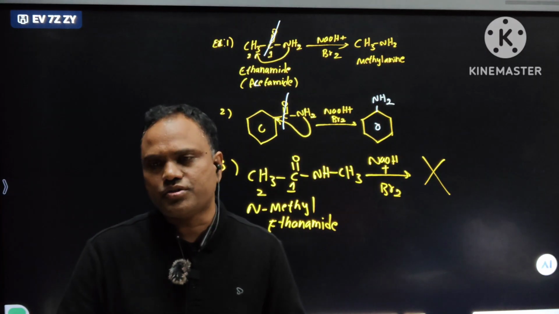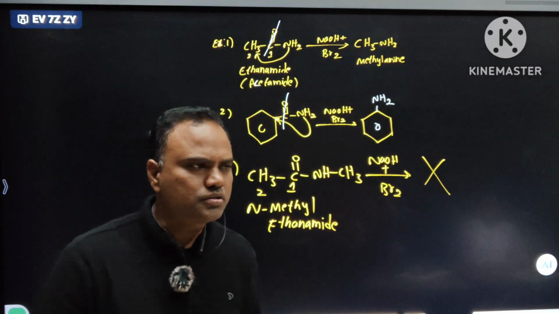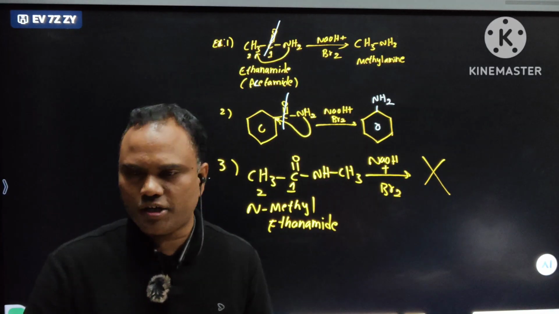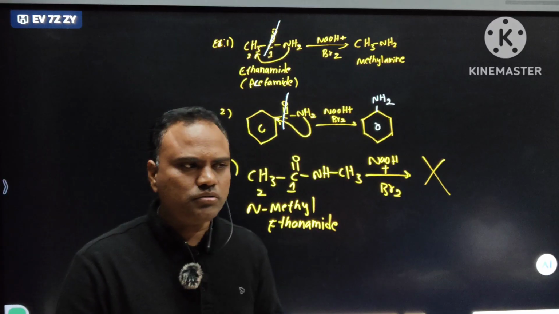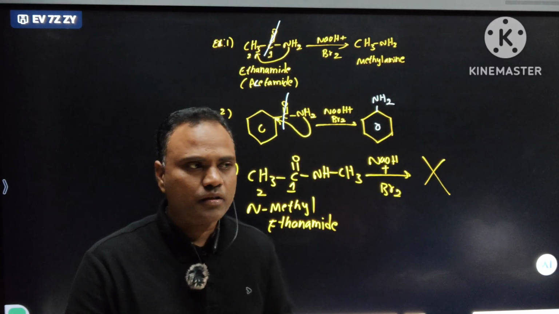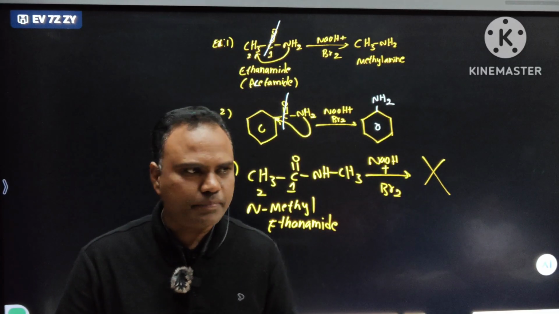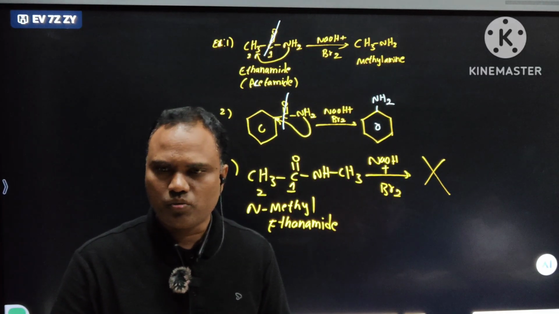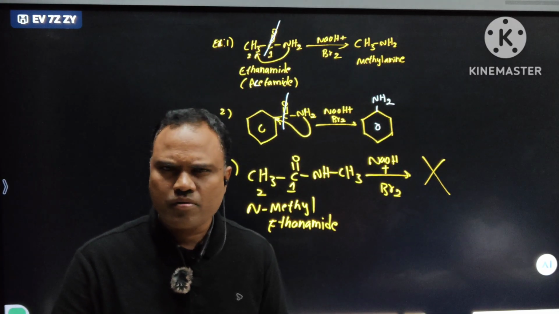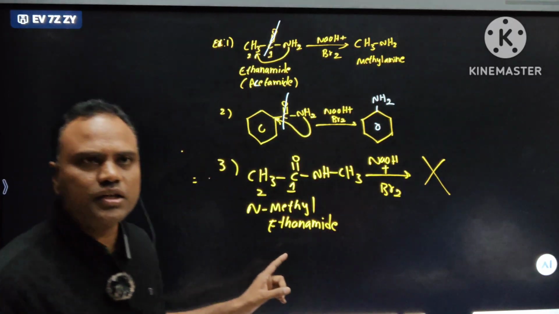Now coming to the conversions. Conversions are very, very important. You know, for direct reactions the probability is less; conversions are asked. Now you tell me how to get amide. You know already. In which chapter did we prepare amides? Yes, carboxylic acids. In carboxylic acids we prepared amides or not? How?